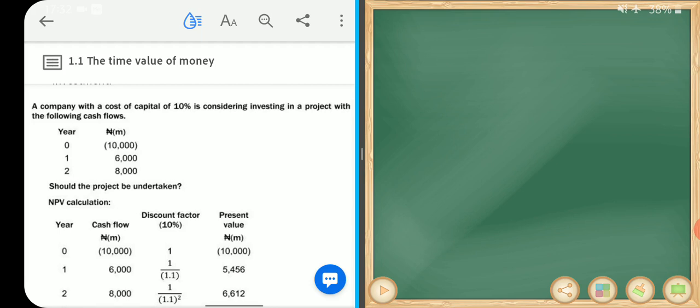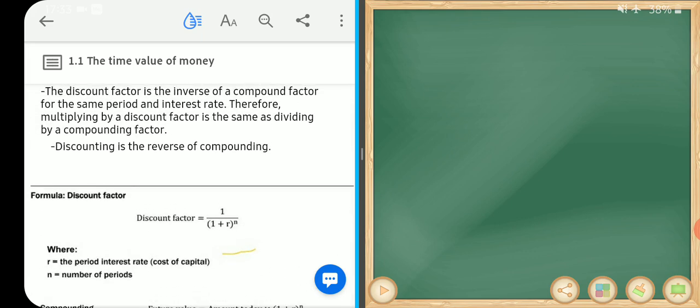So how do we know if the person should invest in this business or not? We have to discount each amount, and we'll be given a discount rate. Like here they told us our cost of capital is 10%. Our cost of capital is our discounting rate. That means you use 10% to discount the money. I remember our formula: 1 all over 1 plus r raised to power n, which is what was here. This is how we calculate our discounting factor.